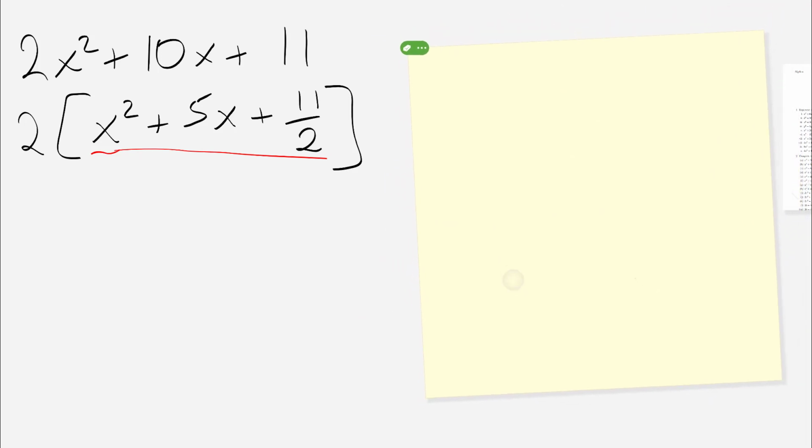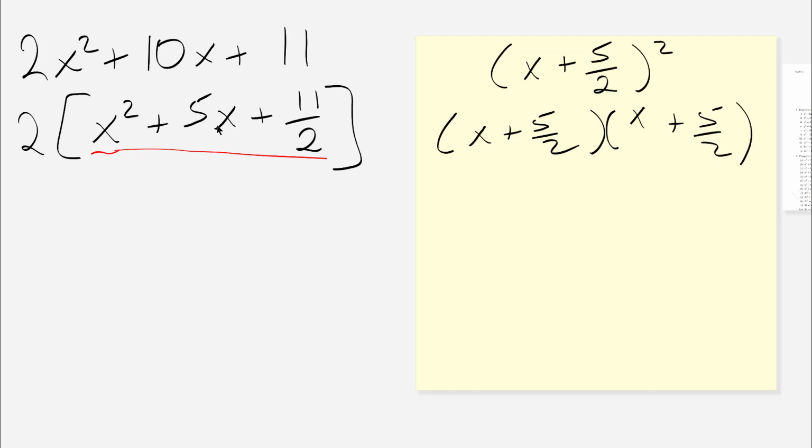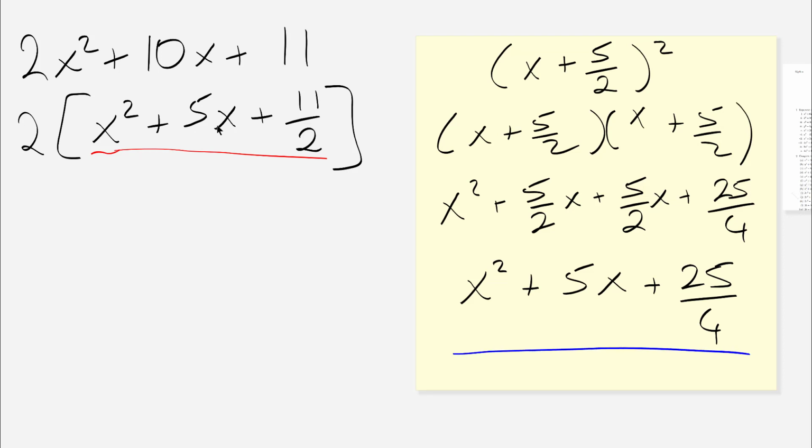Remember the first technique? What is the perfect square? You half the middle value. So half of 5 is 5 over 2. So I'm thinking my perfect square is x plus 5 over 2 squared. So that's x plus 5 over 2 times x plus 5 over 2. So you're going to have x squared plus 5 over 2x plus 5 over 2x plus 25 over 4. In other words, x squared plus 5x plus 25 over 4. So x squared plus 5x plus 25 over 4, that is the associated perfect square.